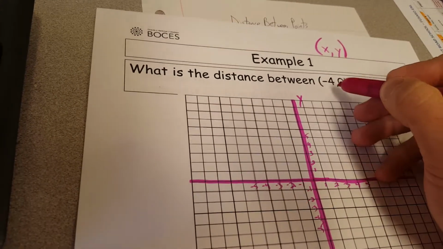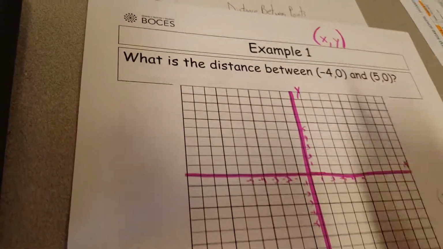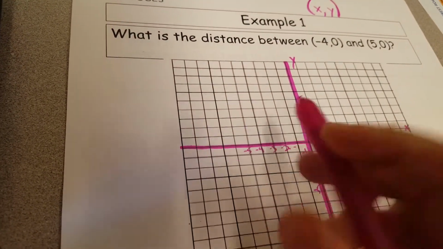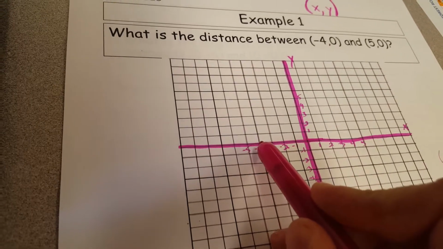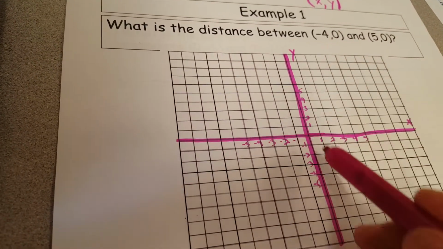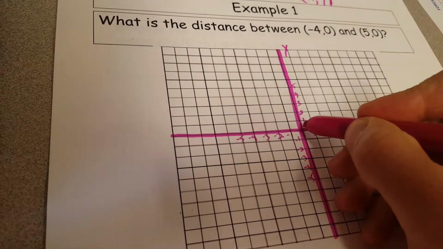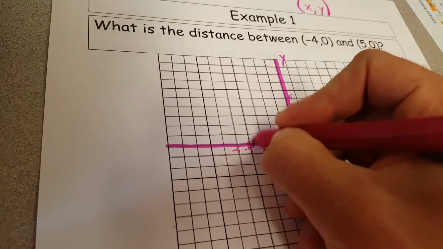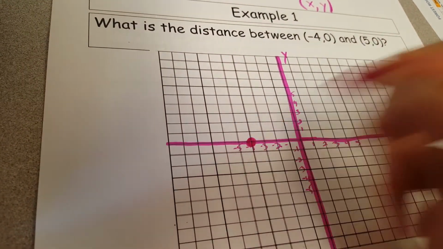For the point -4, 0, we're going to look on our x-axis for -4, and that's right over here. Now my second coordinate is 0, so where on our y-axis does 0 fall? Well, it falls right here. So where do these two lines meet? -4, 0 is right over here.